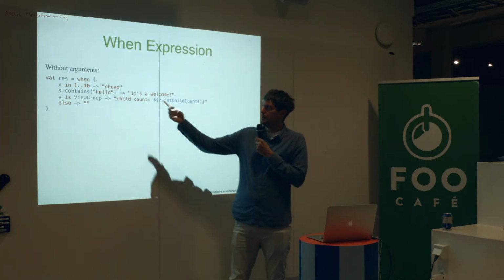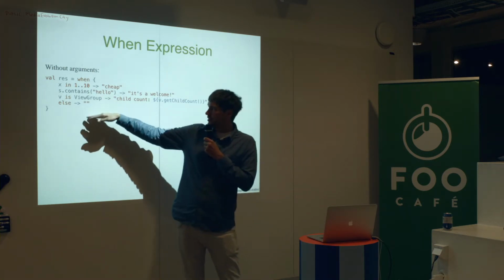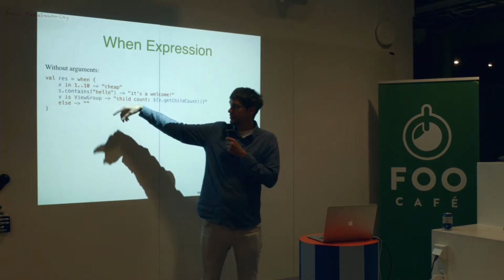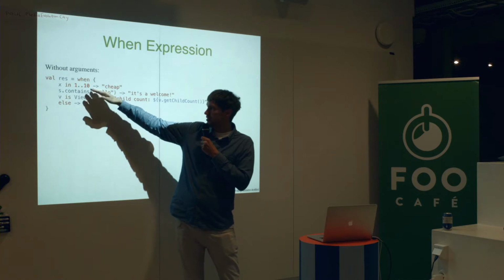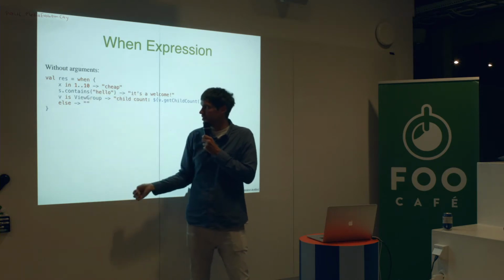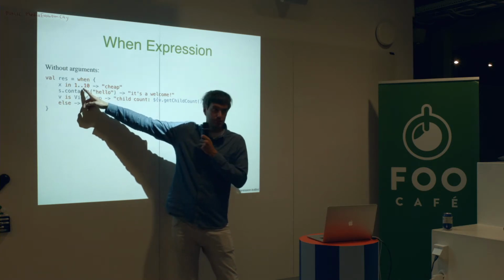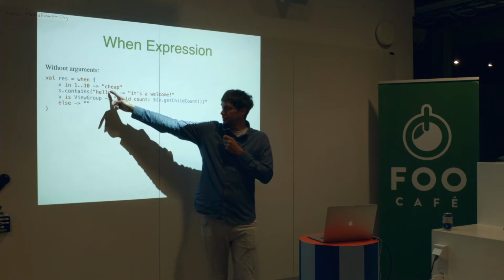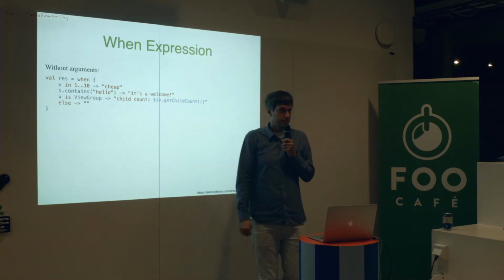You can also use when without arguments. Then you can use other properties declared outside of the when expression inside the pattern matching part here. So in this case, we check that if x is in this range, 1 to 10, then we return something. Else, if this is true, we return this value here, and so on. It continues.